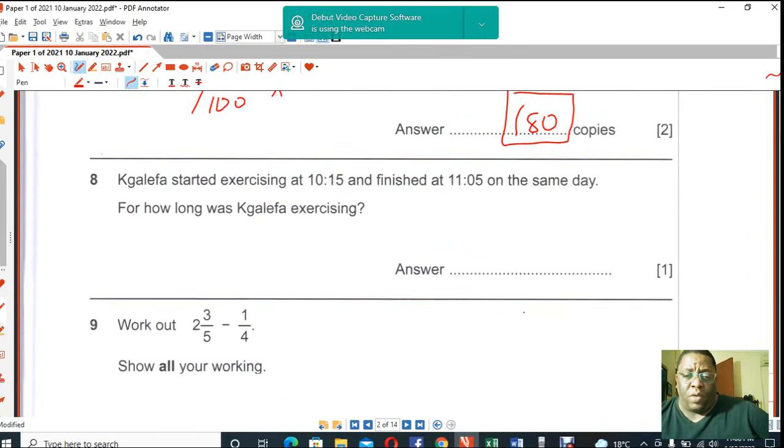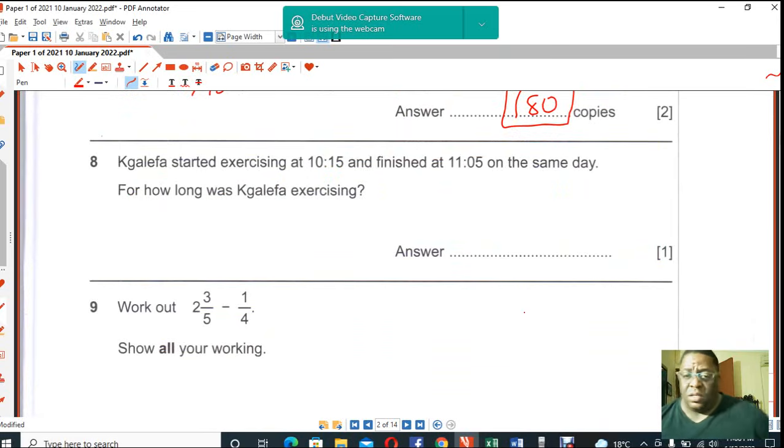Okay, question 8. Khalifa started exercising at 10:15 and finished at 5 minutes past 11 the same day. So it all happened in the morning. 24-hour clock. You're supposed to find how long. Now, you can use so many techniques here. You should be able to get to 50 minutes. It's not really a question you should be struggling with at your level. You should be able to know what the answer is to this question. Right, 50 minutes. That is the time.